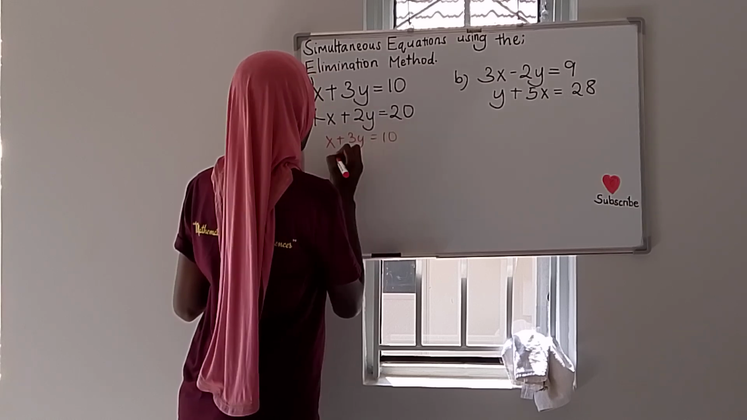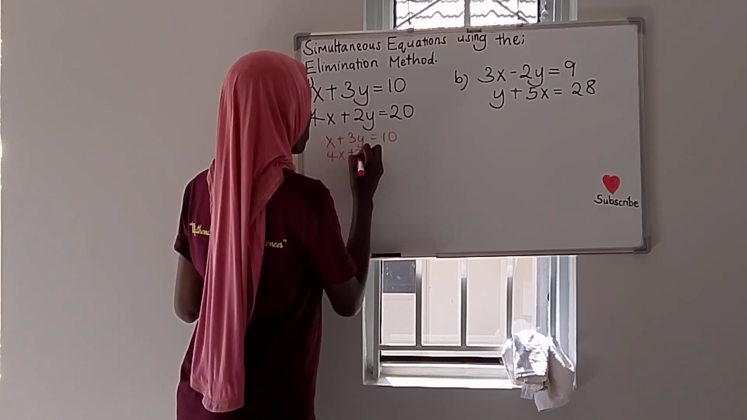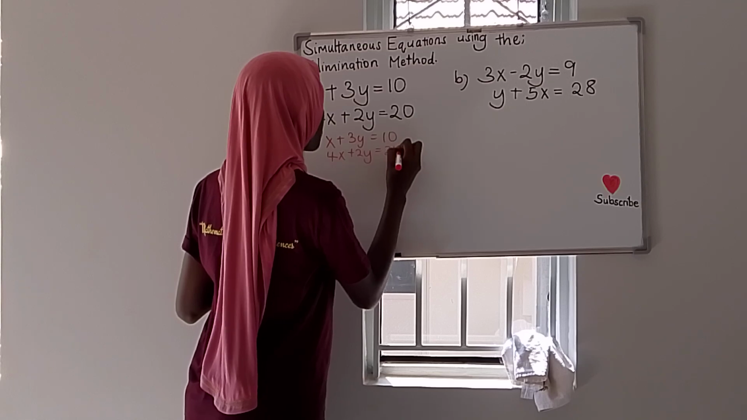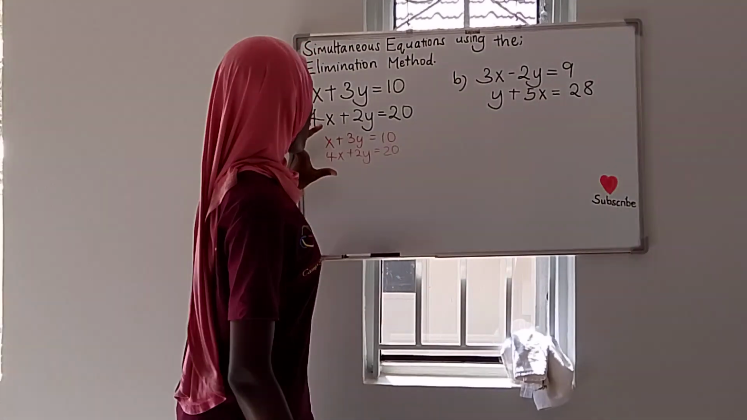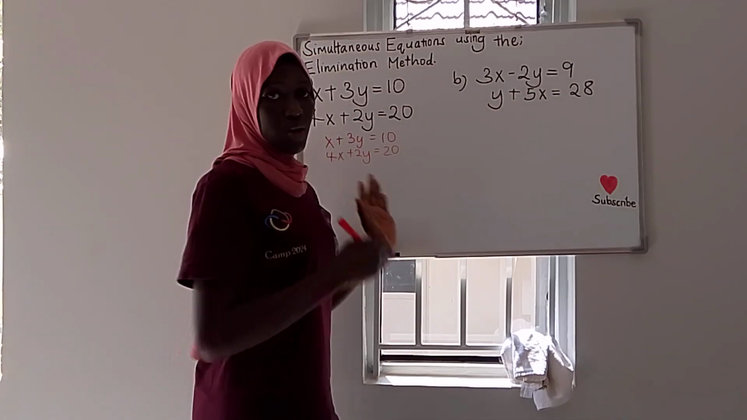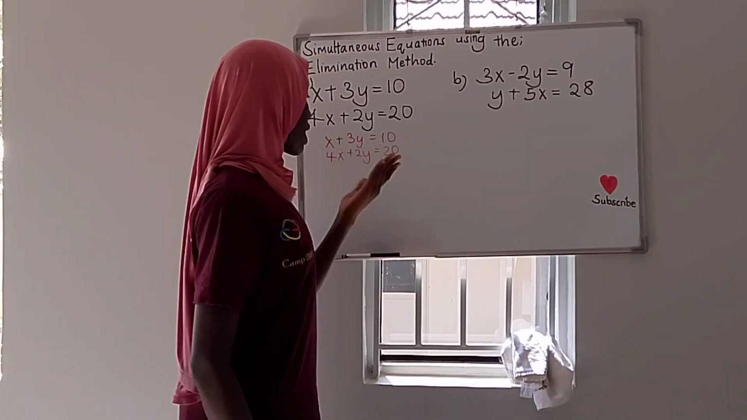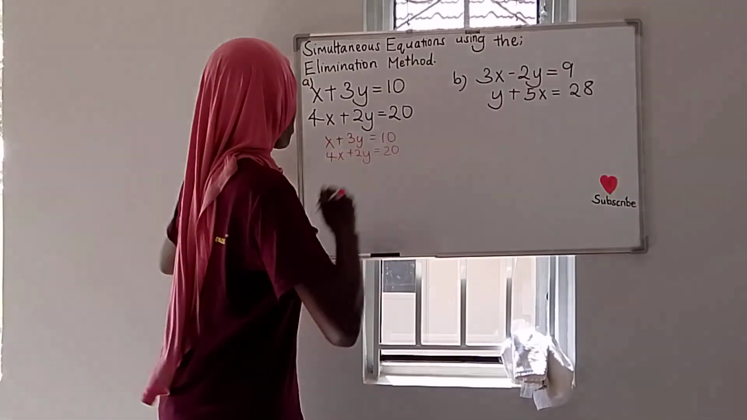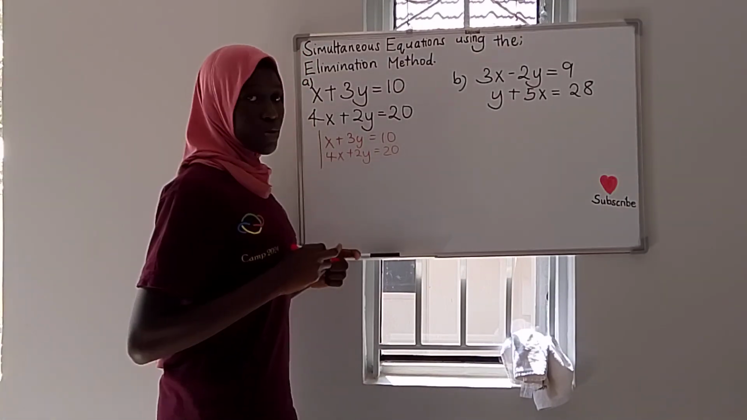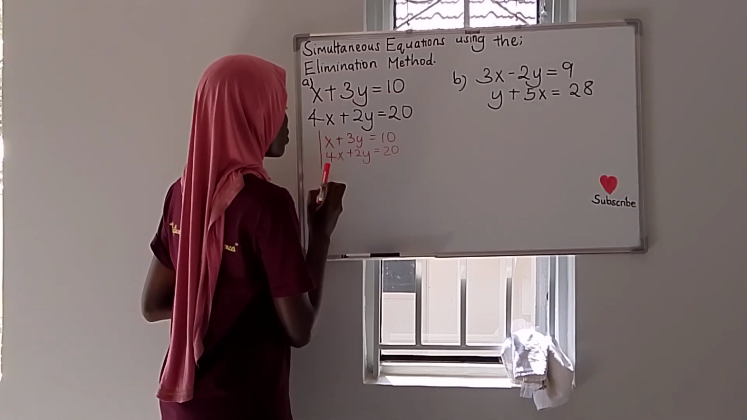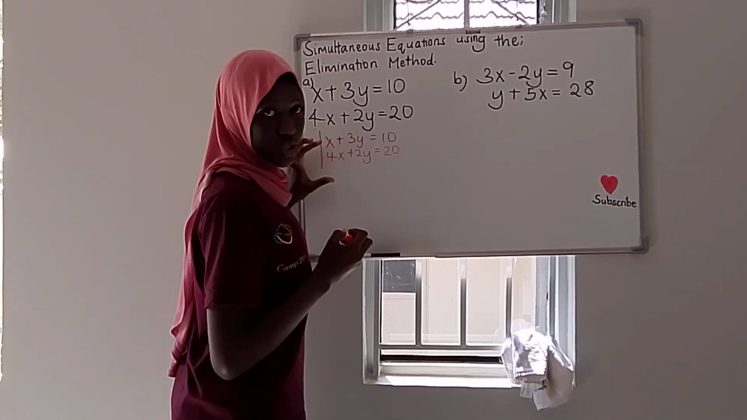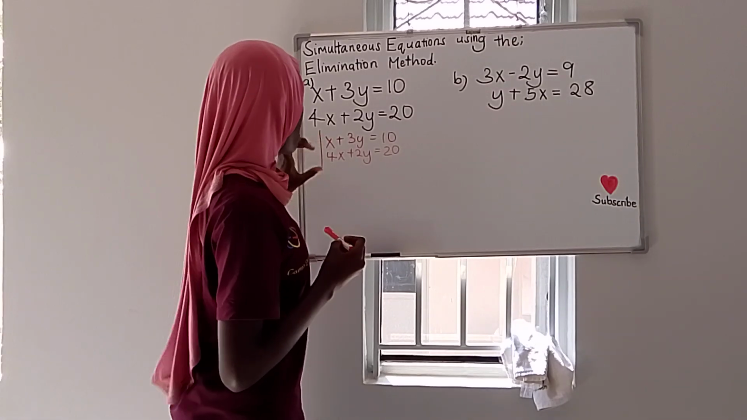x plus 3y is equal to 10 and 4x plus 2y is equal to 20. The sole purpose of the elimination method is to make sure that we remove one of the variables, because if it's out, you can get the remaining variable. So to remove a variable, let's say x, we need to make sure that both of these coefficients of x have the same value.